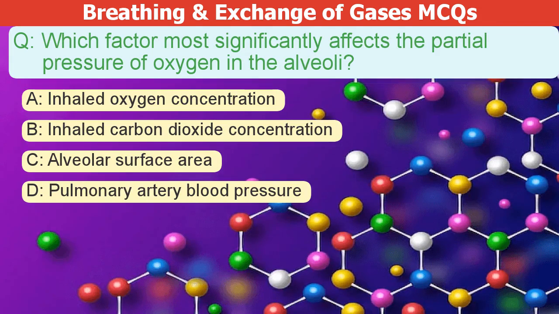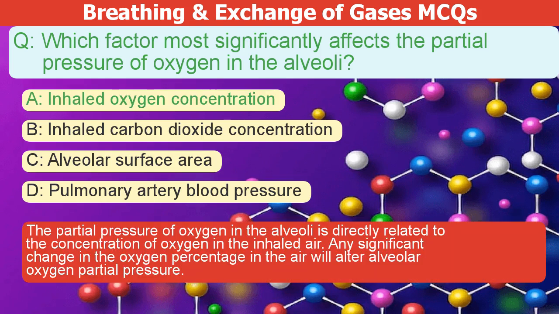Which factor most significantly affects the partial pressure of oxygen in the alveoli? A. Inhaled oxygen concentration. B. Inhaled carbon dioxide concentration. C. Alveolar surface area. D. Pulmonary artery blood pressure.